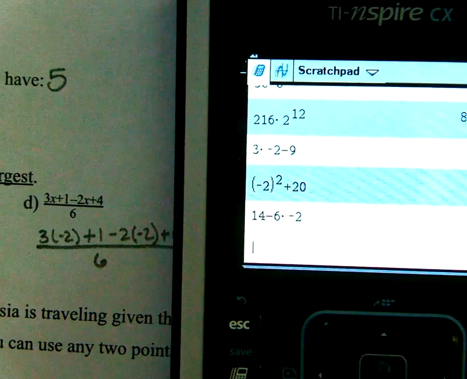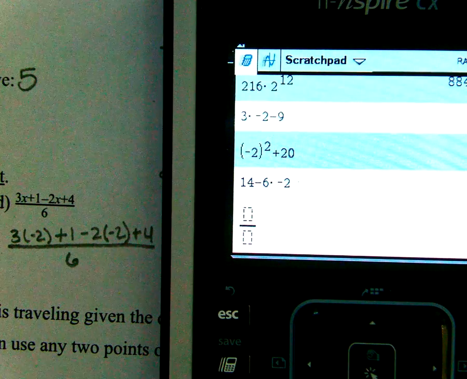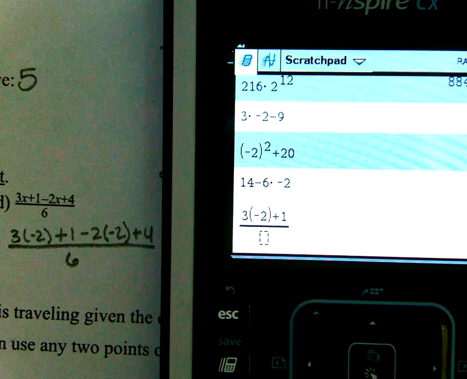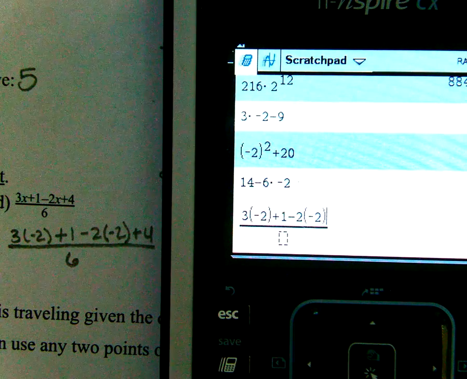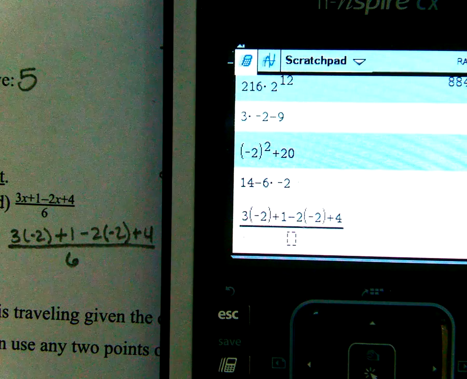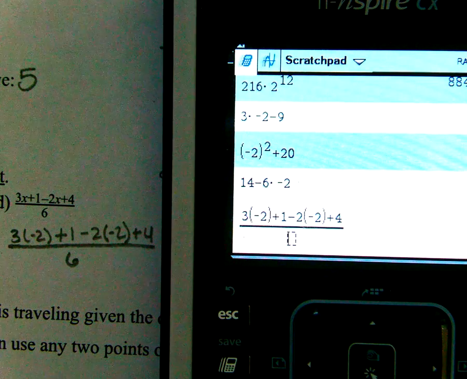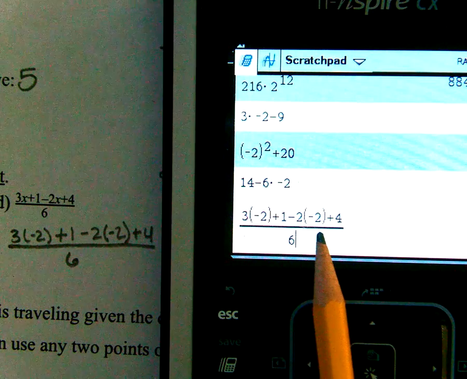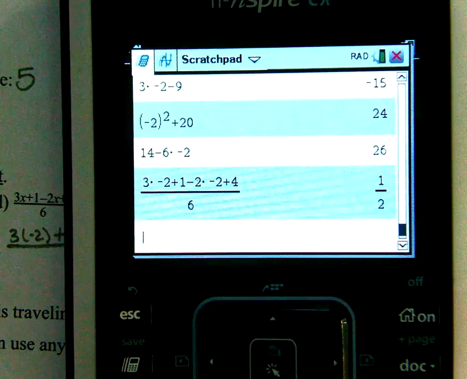And then one more, and it's this big long one right here. And so I'm actually going to start by hitting Control Divide and creating my pretty fraction. So 3 times negative 2 plus 1. If you are using an 84 calculator, Miss Grubel, Miss E's classes, alpha y equals, alpha y equals, we'll get this pretty fraction just like my calculator. I know my calculator looks a little different than what you're used to. So that's 3 times negative 2 plus 1 minus 2 times negative 2 plus 4 over 6, plugging into parentheses, and my answer is 1/2.